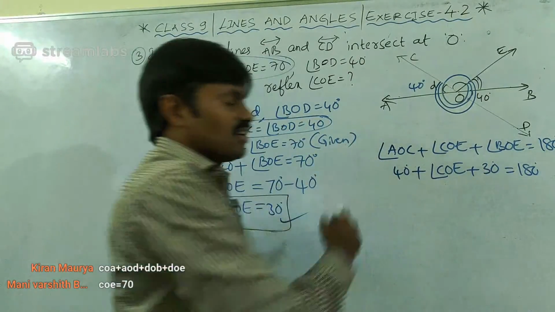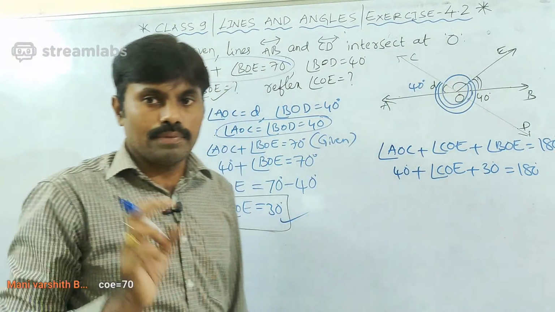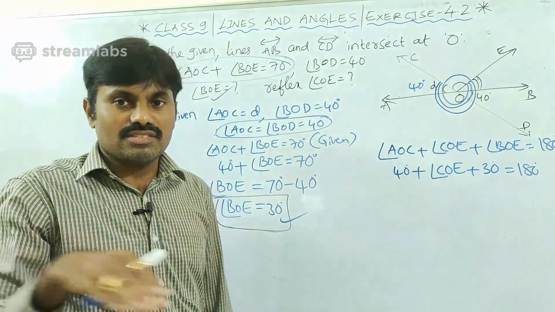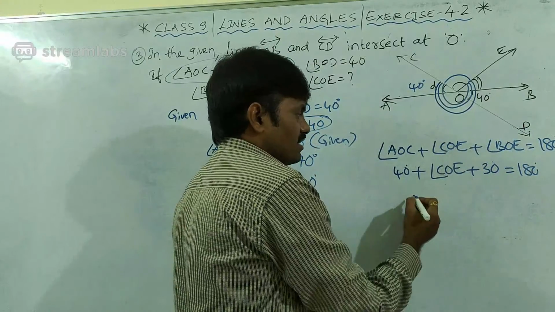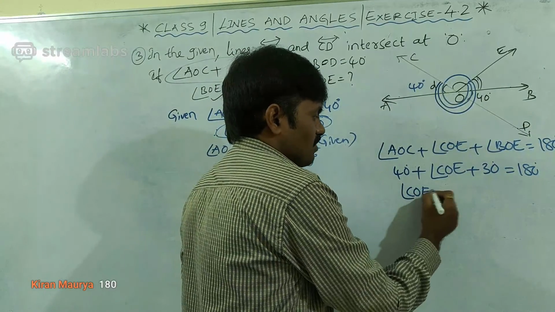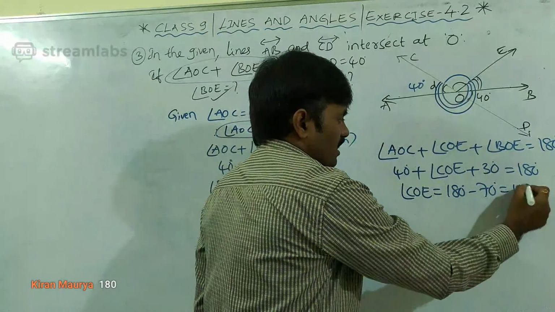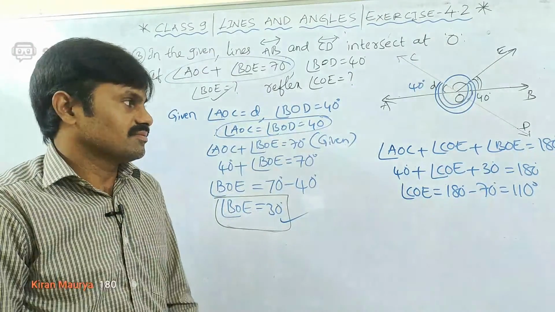Since these are forming a straight line, we should not say linear pair here. Pair means two, here there are three angles. So this is a straight angle. The sum of these three angles is 180 degrees. So angle COE is equal to 180 degrees minus 70 degrees, that is equal to 110 degrees. Okay, clear?